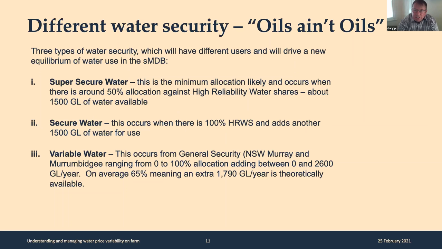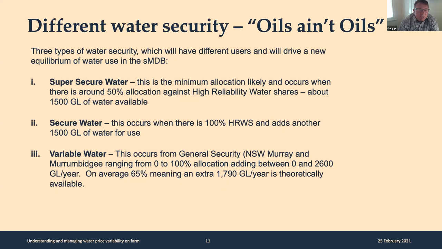We look at water a little differently to most. Water parcels, oils aren't oils. Some of you might go back to the old Castrol ads. The different parcels of water out there are different. We look at it in terms of what we call the super secure water. That's the first 50% of allocation against the high reliability water entitlements. That happens just about every time. Even in the Millennium Drought, the average over that period was about 50% of the high. And that represents about 1,500 gigalitres of water.